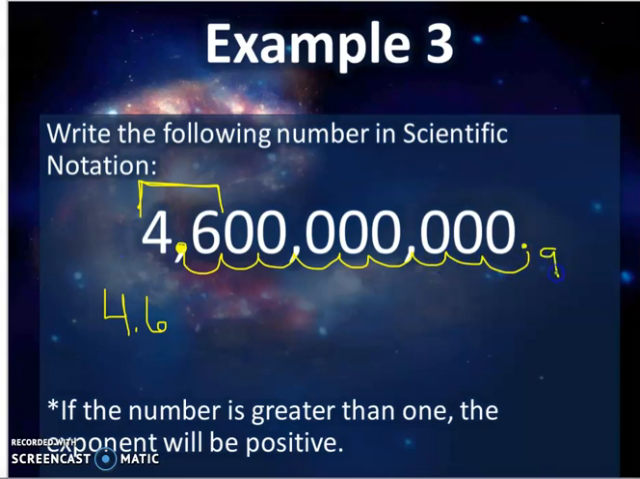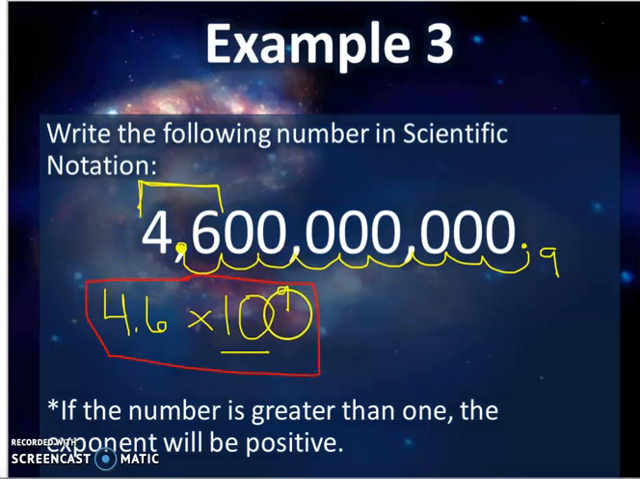I went 9 over. So I have 4.6 times, this number is always 10. You never even have to think about what this number is going to be. It's always going to be 10. 4.6 times 10 to the 9th power. That's your answer. Easy peasy.